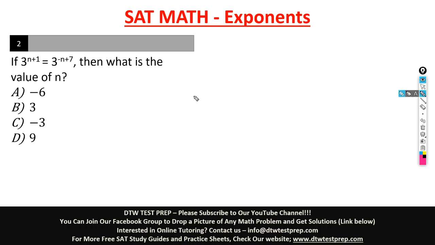Okay, so we have an SAT math prep problem here, and this week we're treating exponents. This is the question. It says if 3 raised to the power of n plus 1 is equal to 3 raised to the power of minus n plus 7, then what is the value of n?